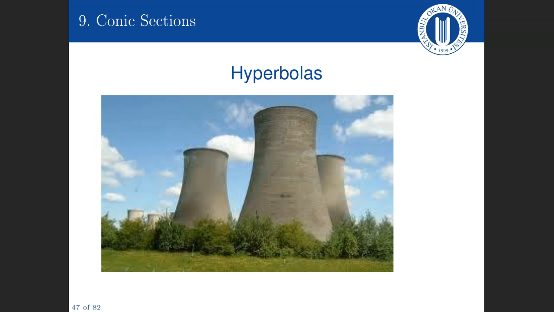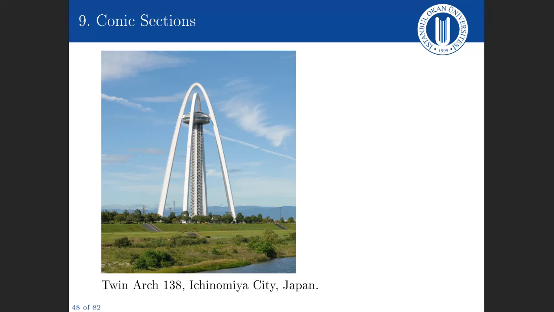Hyperbolas. Where do we see hyperbolas? One example would be on a cooling tower. The curve on the edge of a cooling tower is a hyperbola. Or this building in Japan is constructed using two hyperbolas or hyperbolae.